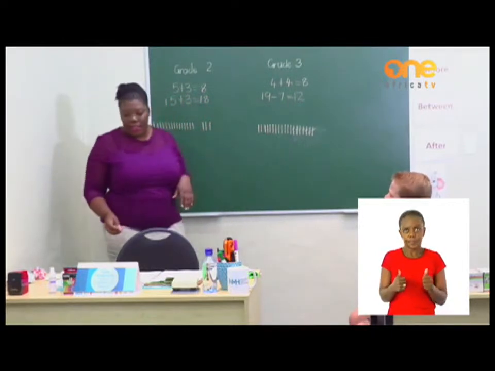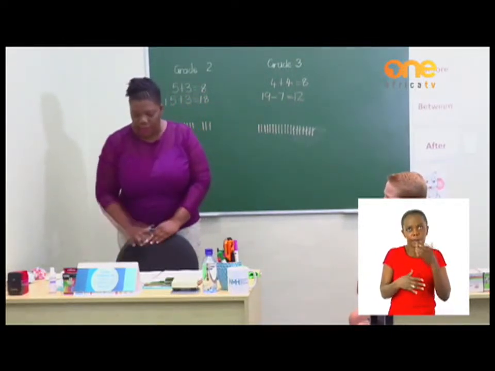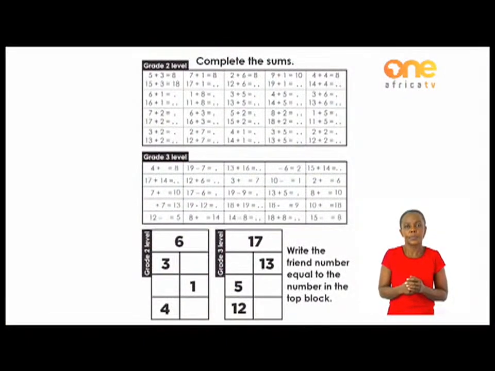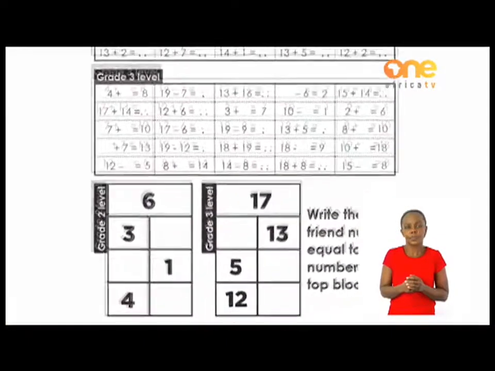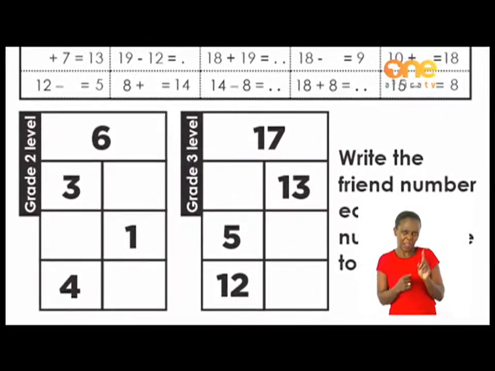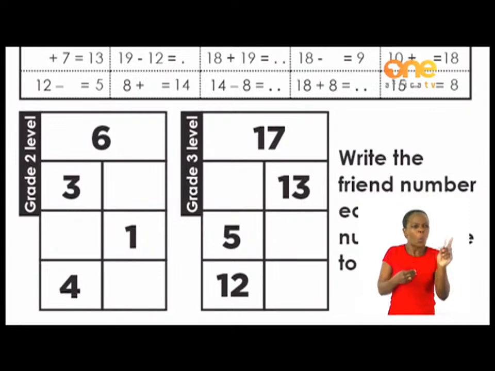Right. Our very last exercise that we're going to do is the number bonds. We've got 6 for grade 2s, so every number that we're going to add up is going to add up to 6. So 3 plus a number that we don't know gives us 6, so it's 3 plus 3, which will give us 6. And for grade 3s, 17. Whatever number we add, they have to add up to 17. So 13 plus 4 will give us 17.